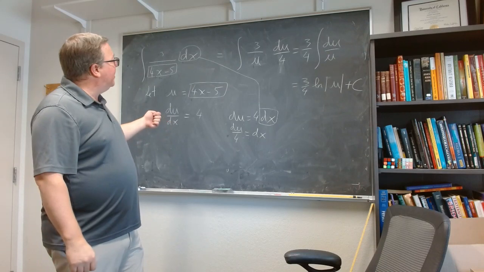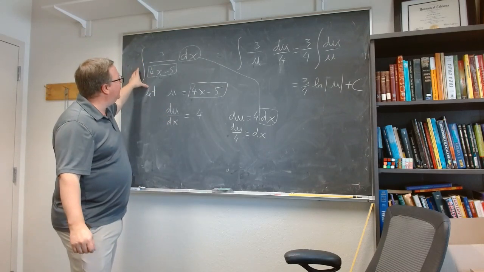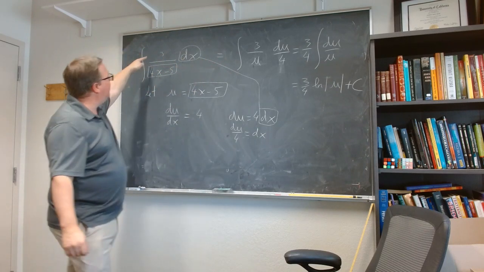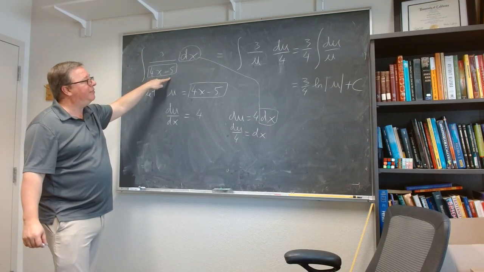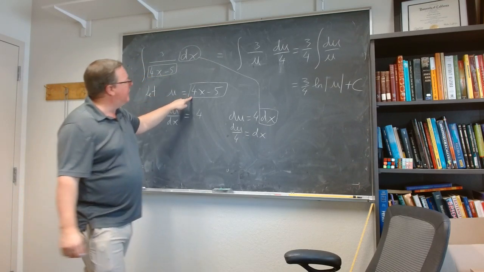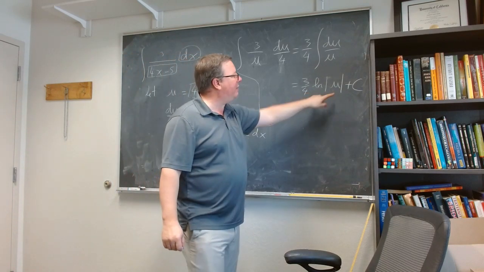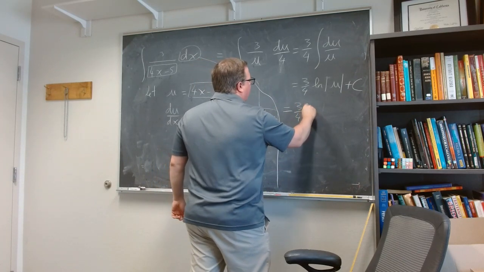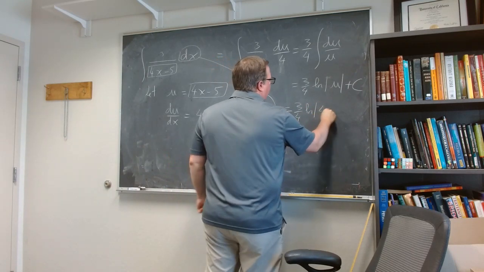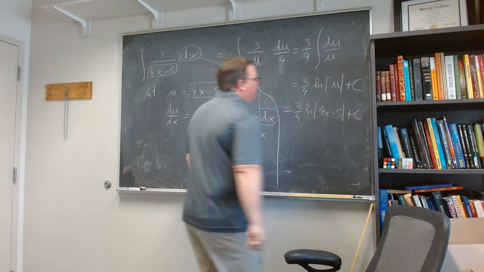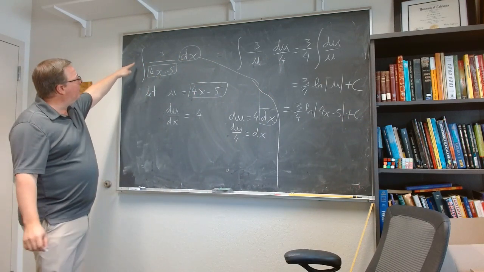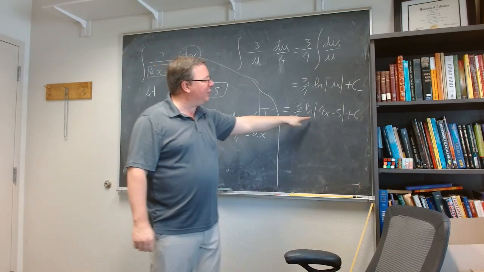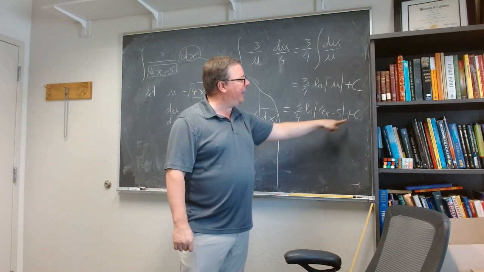And now we have to back substitute because our problem wasn't to find the antiderivative of u, it was finding the antiderivative of 3 over 4x minus 5. And so we're going to put our u back in. So instead of u, we're going to have 4x minus 5 right here. So our last step is going to be 3/4 of the natural log of the absolute value of 4x minus 5 plus our constant. So the integral of 3 over 4x minus 5 dx is equal to 3/4 of the natural log of the absolute value of 4x minus 5 plus c.